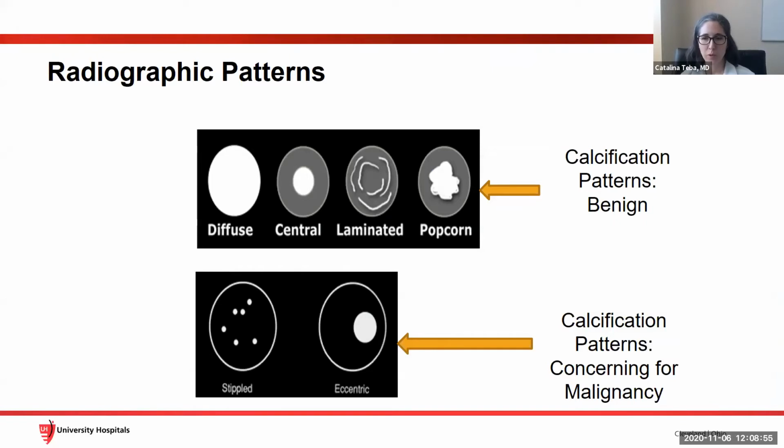So patterns, what are the pulmonologists looking at? We're looking at calcification sometimes in addition to size and the architecture of the lung nodule. So there's some benign calcifications. If you go to see your pulmonologist about a lung nodule, they might talk to you about diffuse calcification, central calcification, the laminated calcifications, and popcorn calcifications, which are patterns more consistent with benign lung nodules. Patterns that are more for malignancy or cancer are stippled and eccentric.